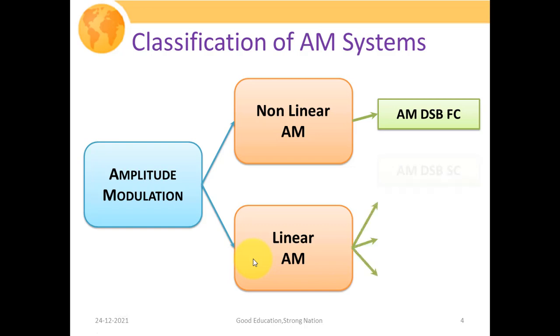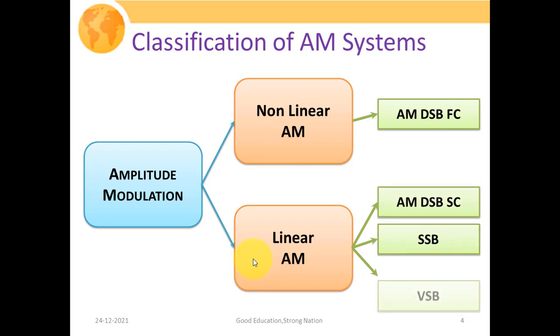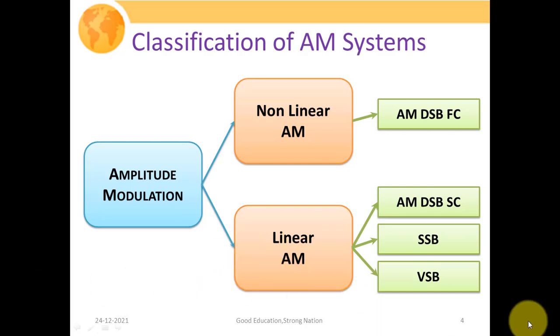So your linear AM would be divided into three parts. Number one is your amplitude modulated double sideband suppressed carrier systems. Here in this particular case, we are going to suppress the carrier power. Then another variant is your single sideband suppressed carrier systems, where we are going to suppress the carrier along with one of the sidebands. And the third one is your vestigial sideband systems, where we are going to suppress the carrier power, and in this particular case, we are going to transmit one complete sideband and some portion of the other sideband, so we can rectify or reduce the losses.